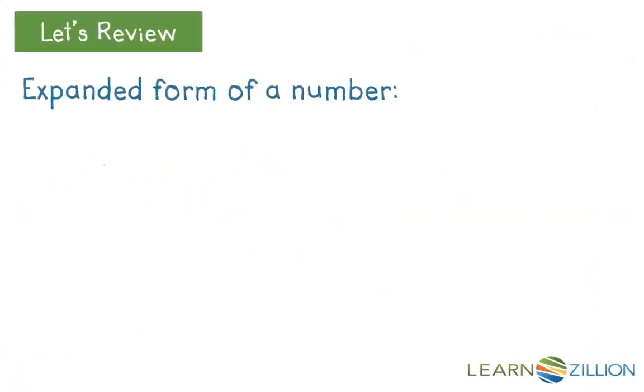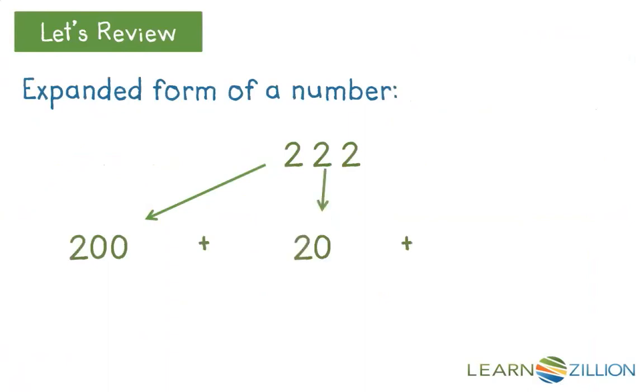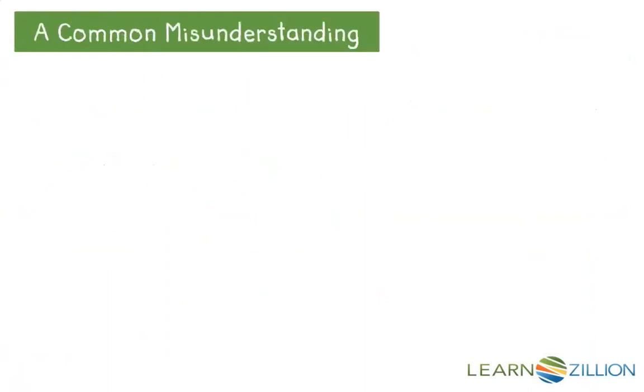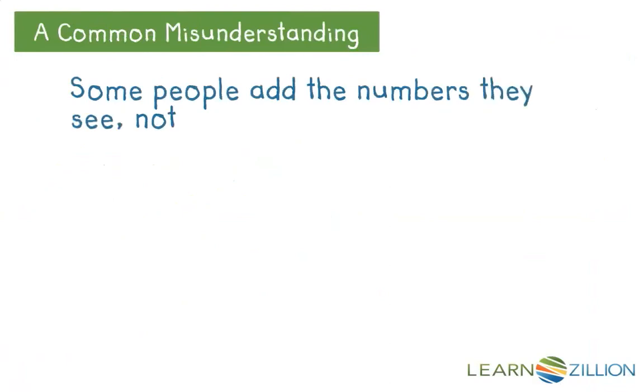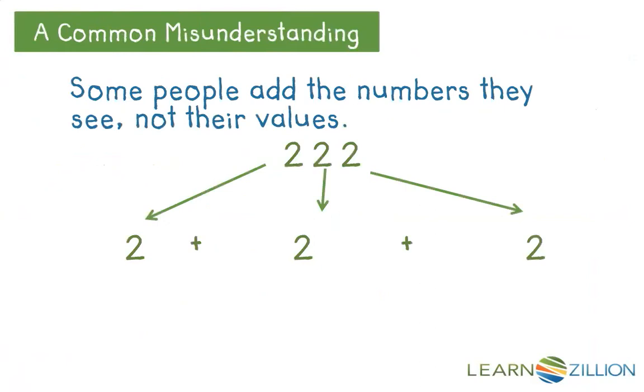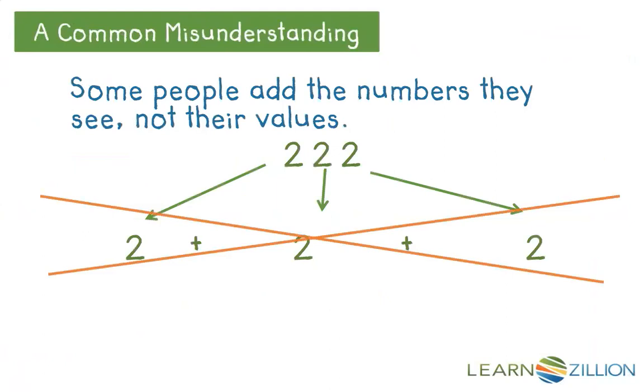So remember that expanded form is when you take a 3-digit number or 2-digit number and you expand it to add the values together. So you would say 222 in expanded form is 200 plus 20 plus 2. Some people add the numbers they see and not their actual values. So some people might say that the expanded form of 222 is 2 plus 2 plus 2. But that would equal 6 and not 222. So remember, you need to add the values in expanded form.